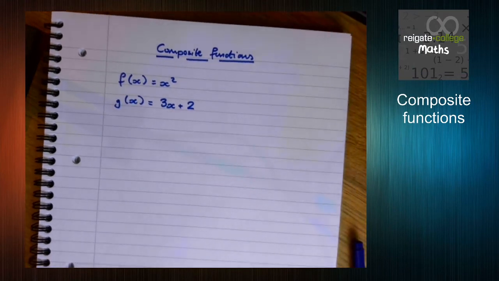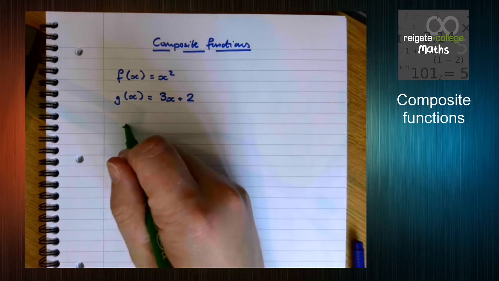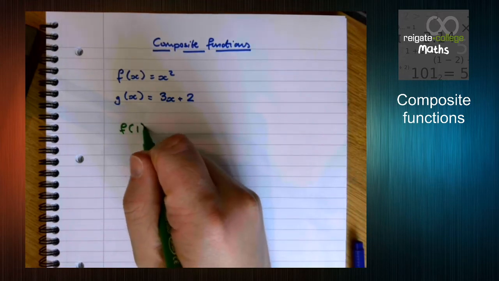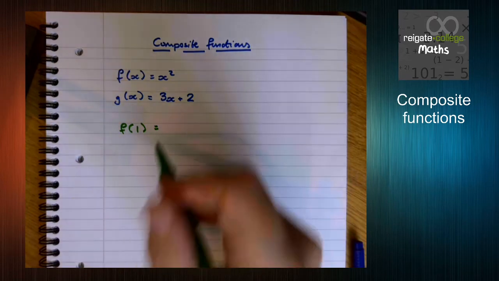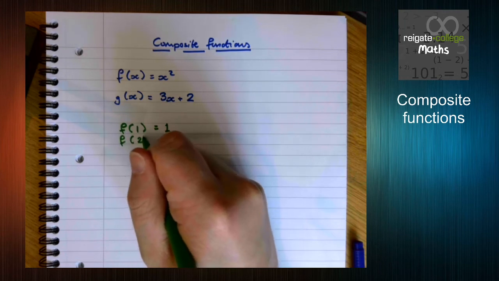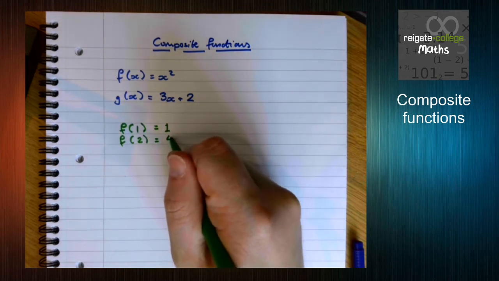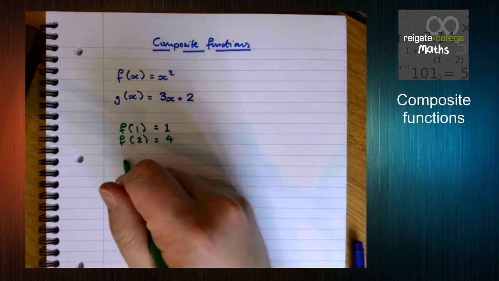So we have two functions here. We've got f of x equals x squared and g of x is 3x plus 2. Let's not start sticking them together yet. Let's just do some basic calculation. f of 1: 1 squared is 1. f of 2: 2 squared is 4. Should be happy so far.